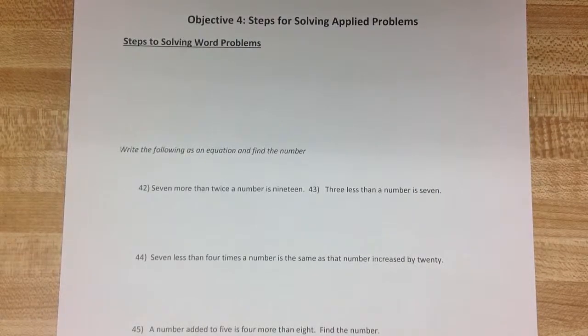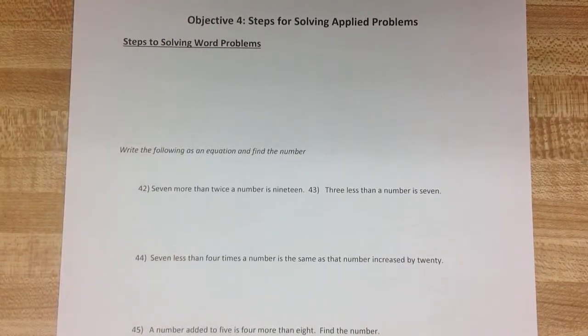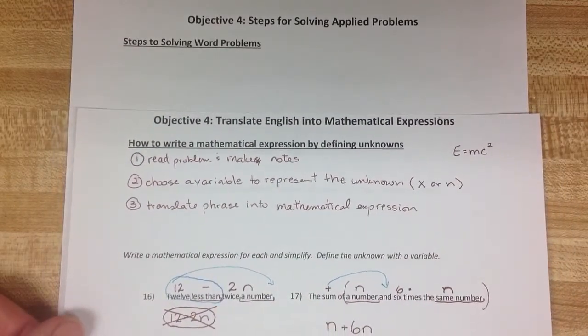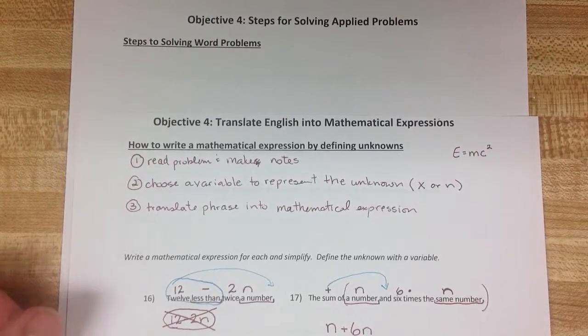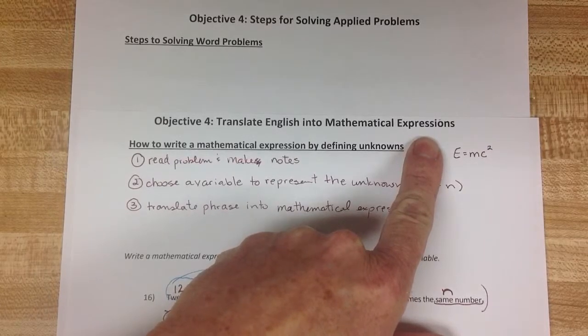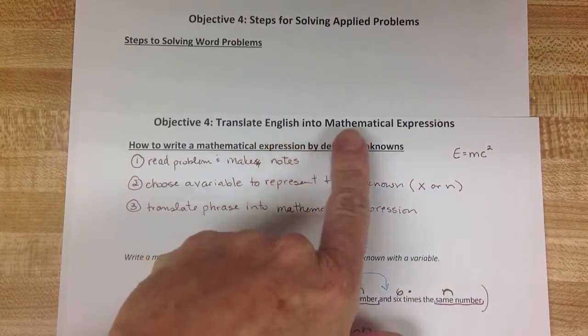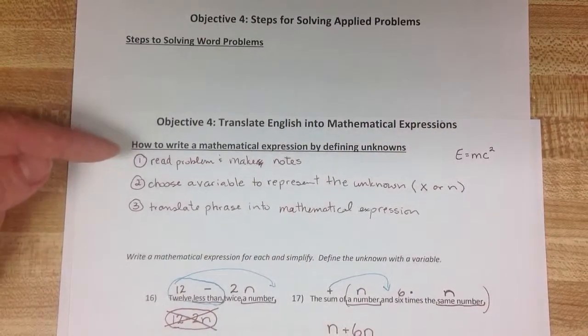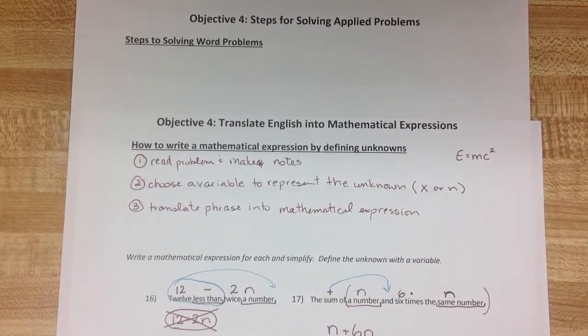This final objective in this section, objective 4, is going to start preparing us for section 2.4, where we're going to be solving word problems. So we're going to be following the same steps that we followed back in section, I think it was 1.8, when we translated English into a mathematical expression, except this time we're going to be translating English into a mathematical equation, because in chapter 2 we've been dealing with equations instead of expressions. But these same steps that we followed are still going to apply.